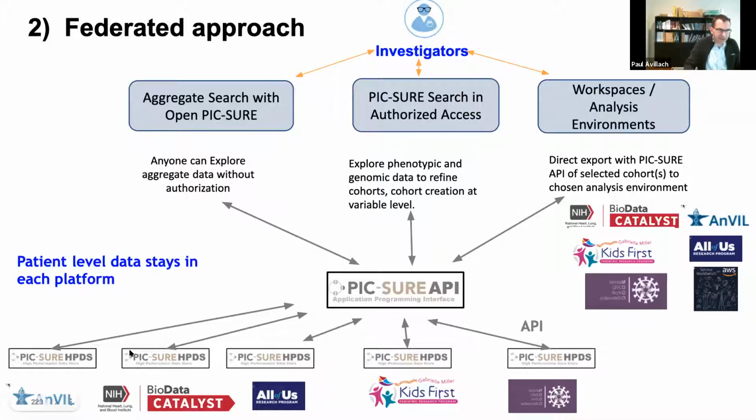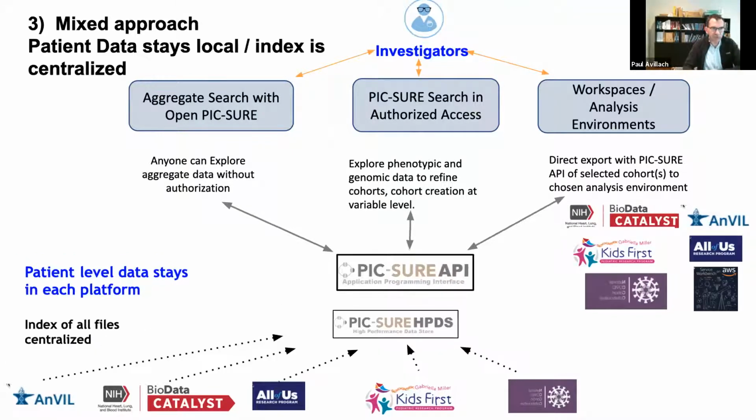PIC-SURE is installed at each of the sites, and using the PIC-SURE meta API we can query across the different platforms into one central place. The third solution would be that the patient-level data stays in each platform, and then the index of all the files is centralized. So with no patient data, just the index, that enables searching across the different elements.